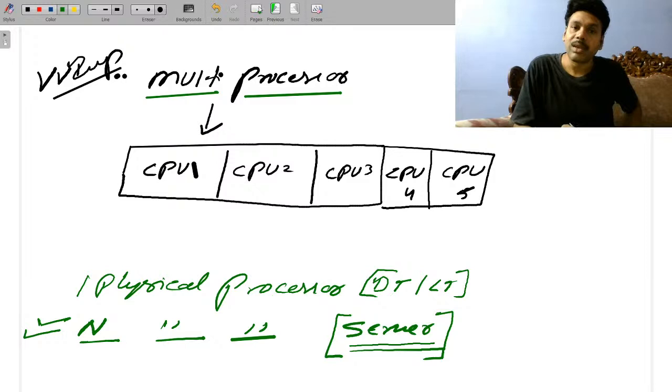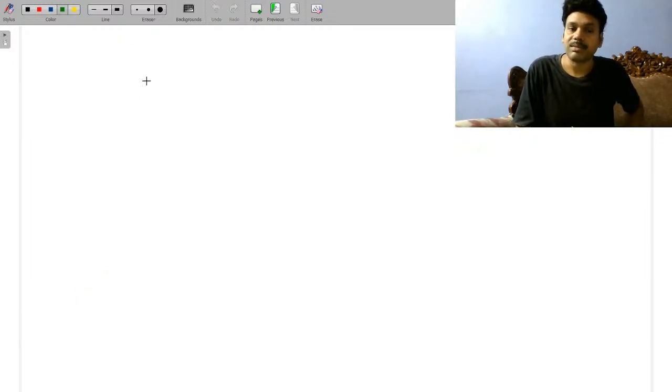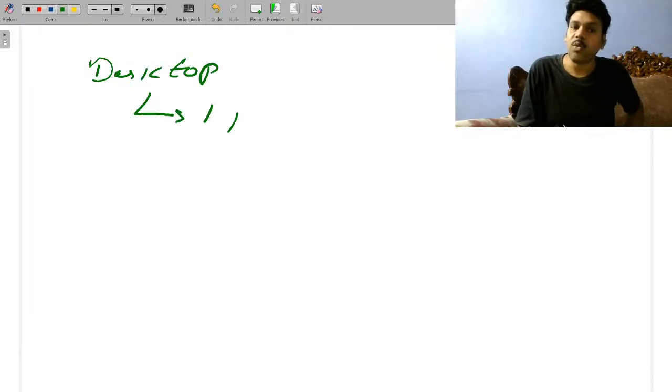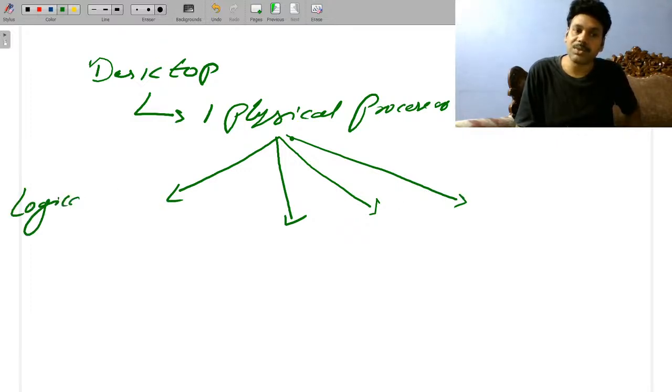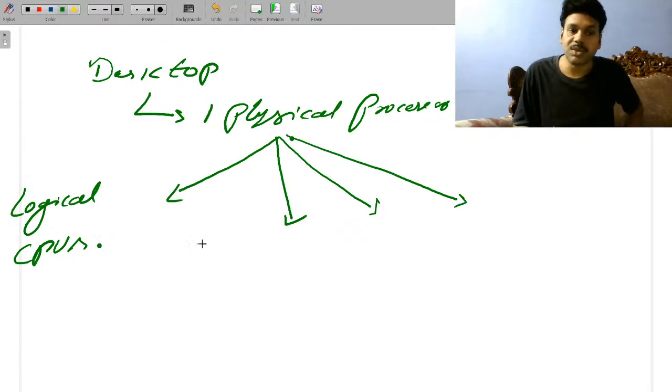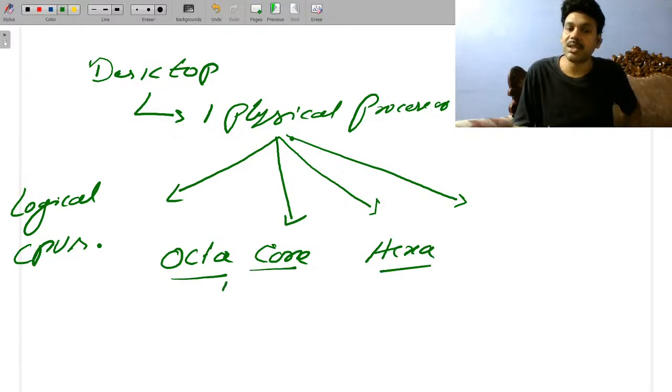Now one more thing, I am talking about logical processors. Your desktop is having one physical processor, as we all agree, but it is logically divided into multiple parts. These are called logical CPUs. Yes or no? Logical CPUs we are having. That's the meaning of octa-core or hexadecagon in your mobiles. You see that octa-core is nothing but having 8 core parts.